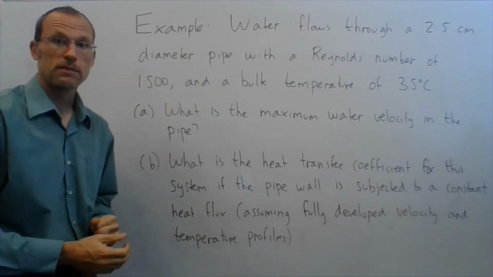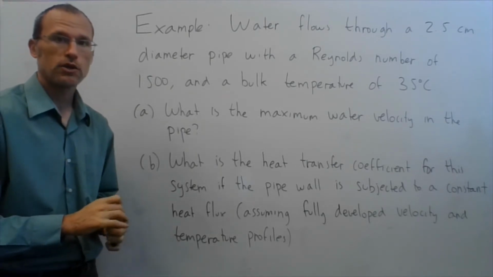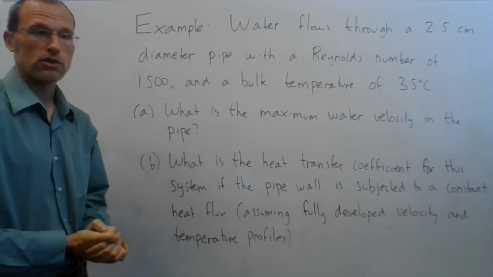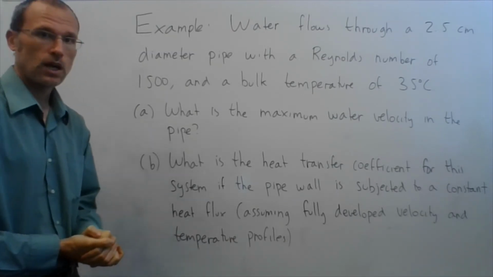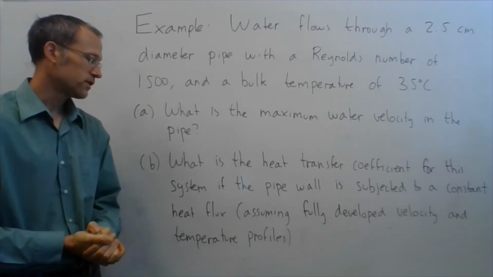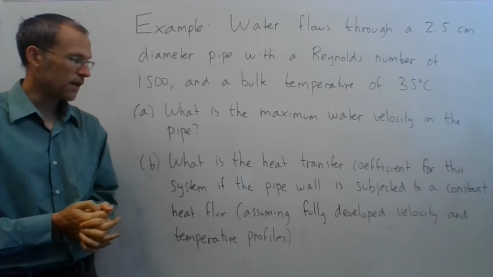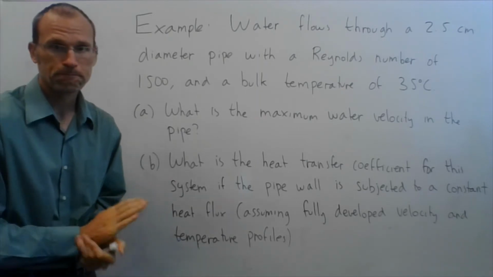So, time for some examples. First example, we have water flowing through a 2.5 centimeter diameter pipe, Reynolds number of 1500, and a bulk temperature of 35 degrees Celsius. We want to know the maximum water velocity through this pipe, and also what the heat transfer coefficient is if the pipe wall is subjected to a constant heat flux. And of course, both of these assume I have a fully developed velocity and temperature profile.